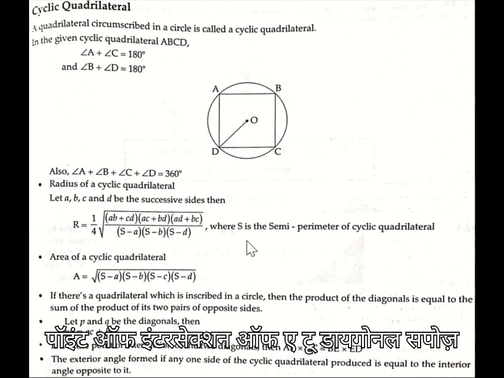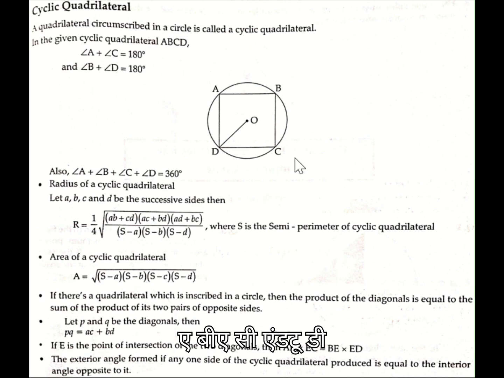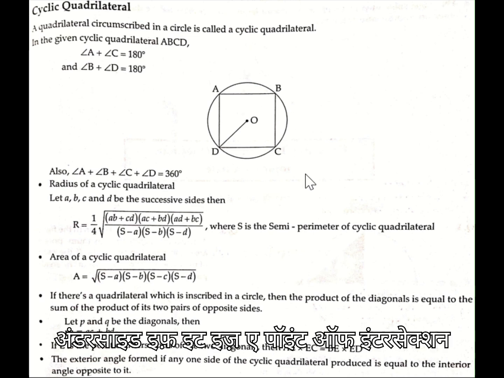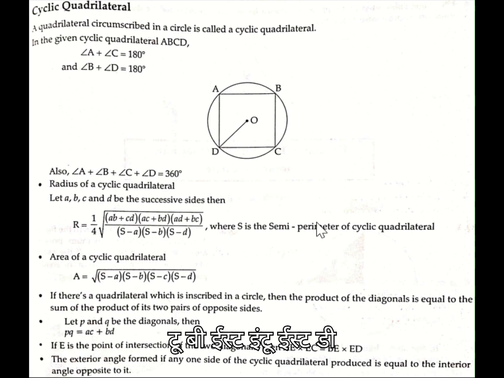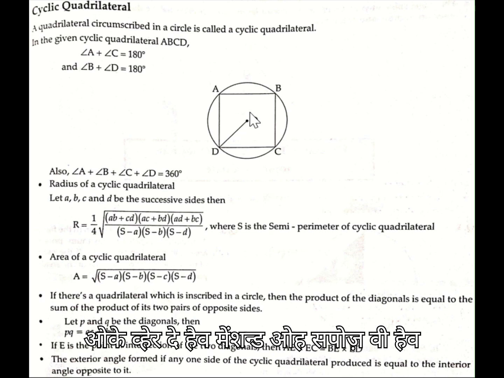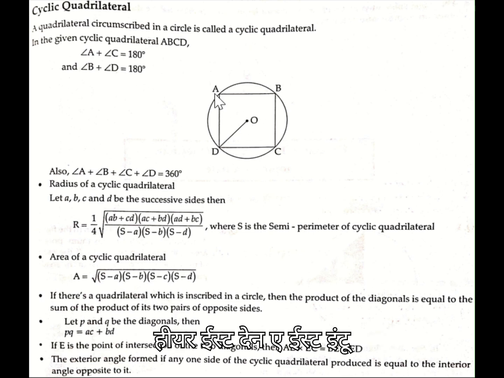Suppose the diagonals AC and BD intersect. If E is the point of intersection of the two diagonals, then AE times EC is equal to BE times ED. Okay, suppose we have E here, then AE times EC is equal to BE times ED.